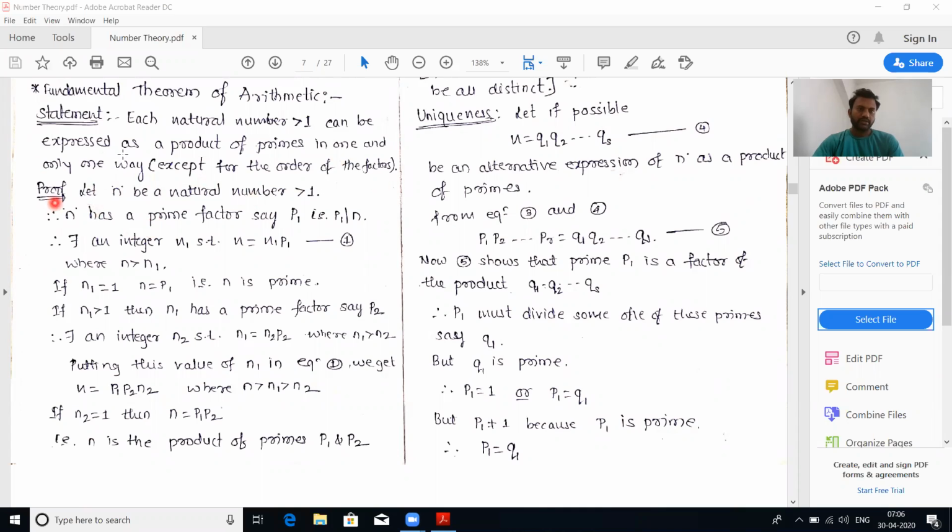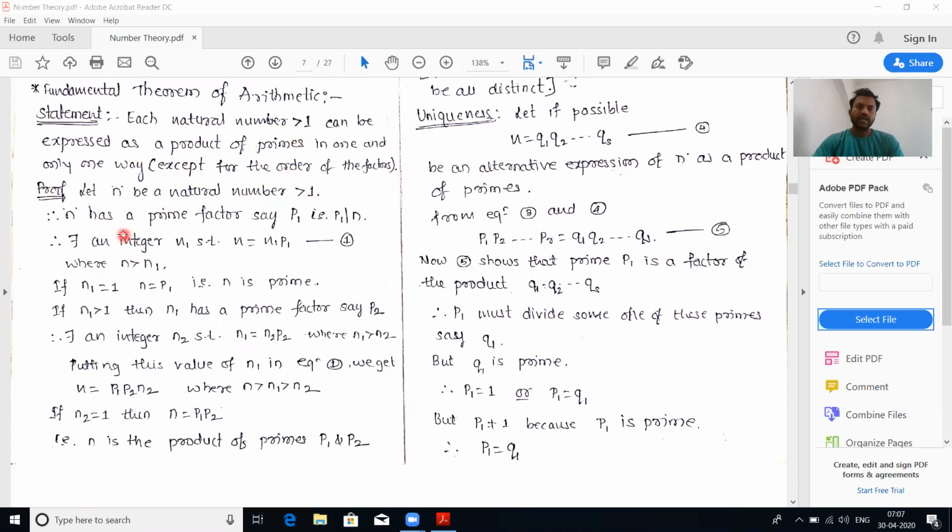That we will prove here. We have to take any natural number n greater than 1 and express it in the form of a product of primes. Here, "except for the order of factors" means the factors may be in any order. So let n be any natural number greater than 1.